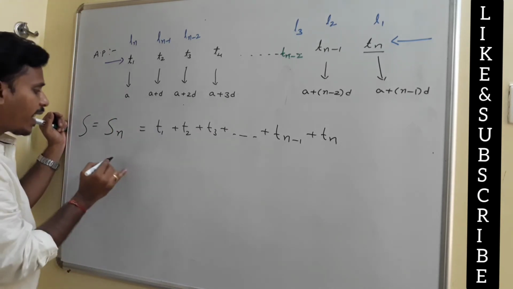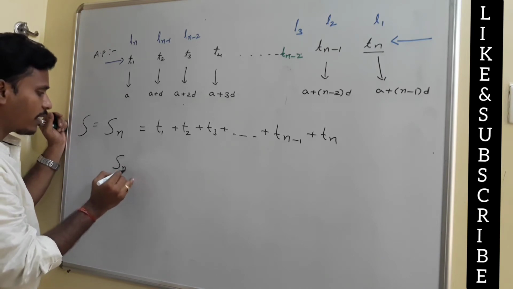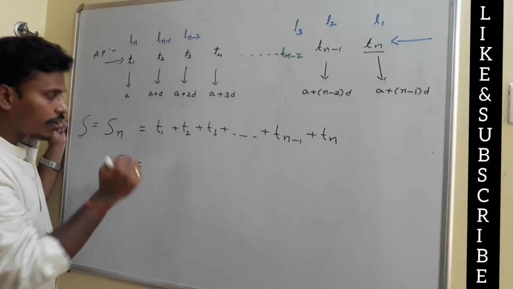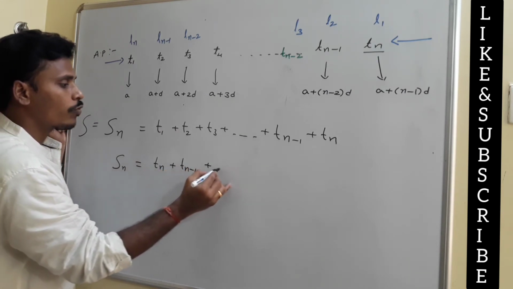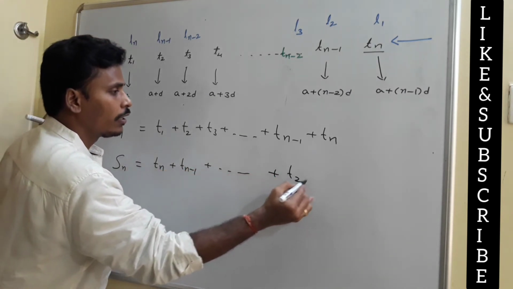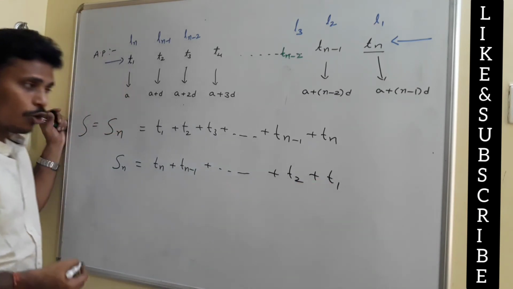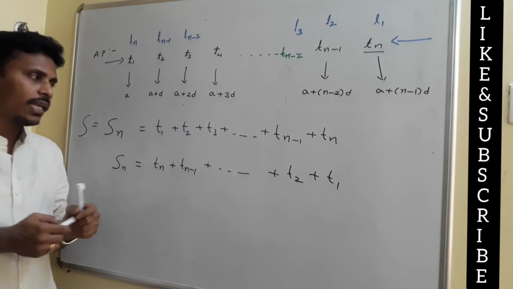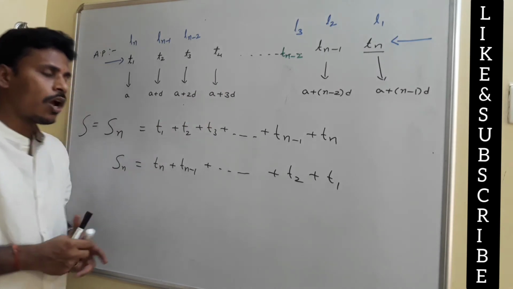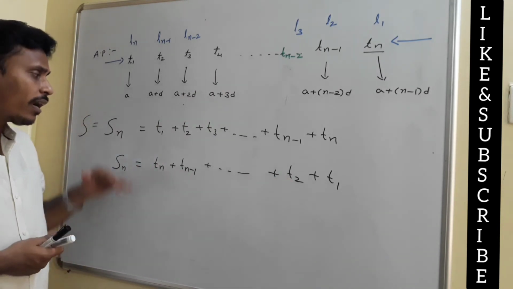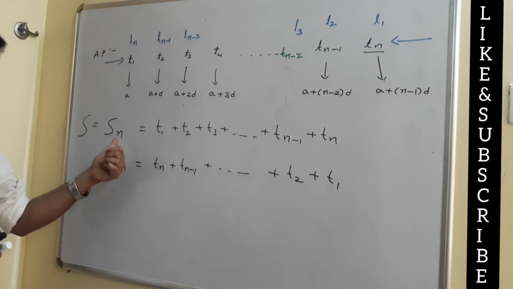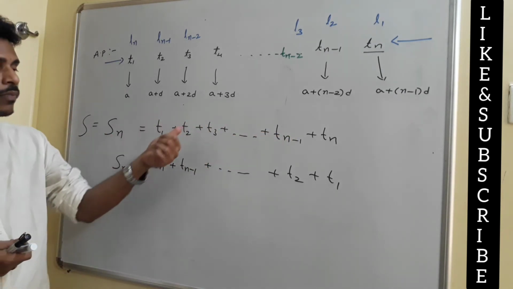Again I am writing this S or Sn, but from the reverse direction. That in the sense Tn plus Tn minus 1 plus and so on plus T2 plus T1. Just have a look. No problem, right? Since we are adding, whether you add in this direction or from that direction, both are the same. We need to get the sum of n terms, that in the sense Sn. But I am taking that sum 2 times.